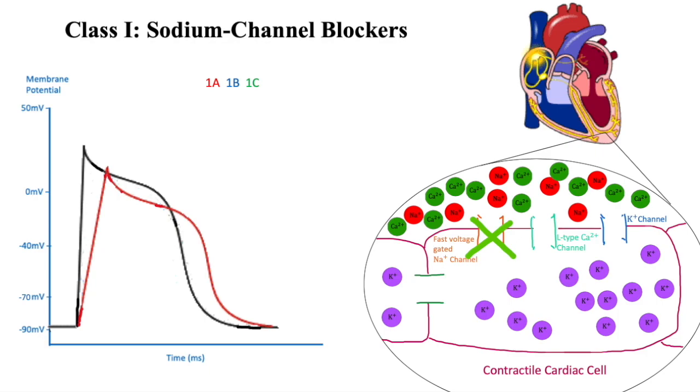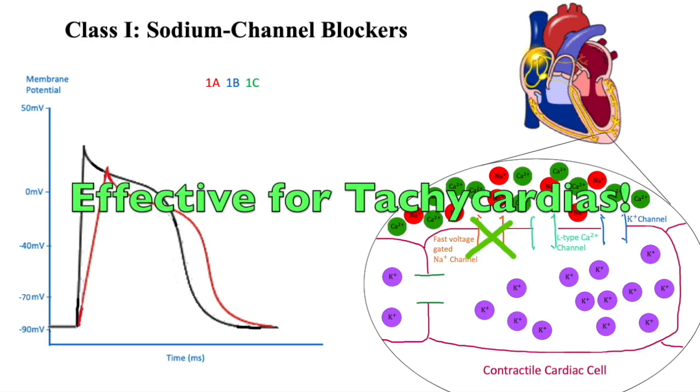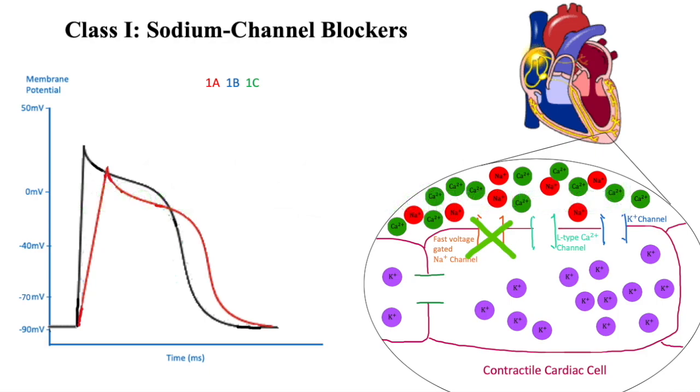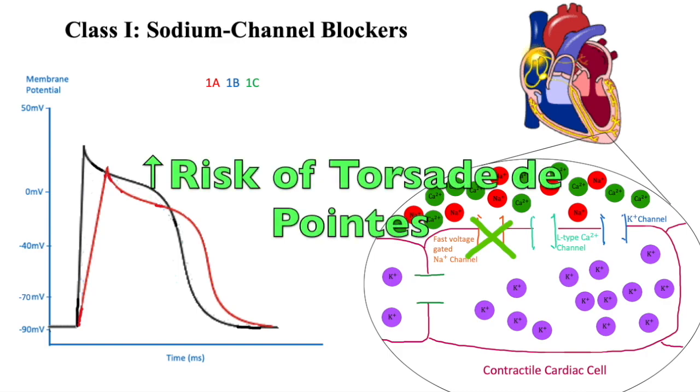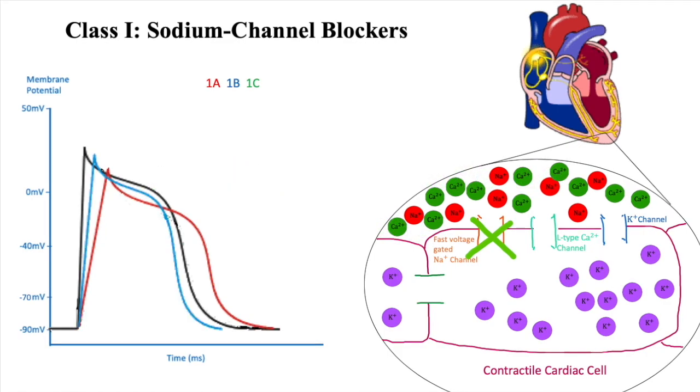1A prolongs the duration of action potentials. This makes them effective for slowing down tachycardias, however they pose risk of torsades de Pointes. 1B shortens the action potential duration, and 1C has no effect on action potential duration.